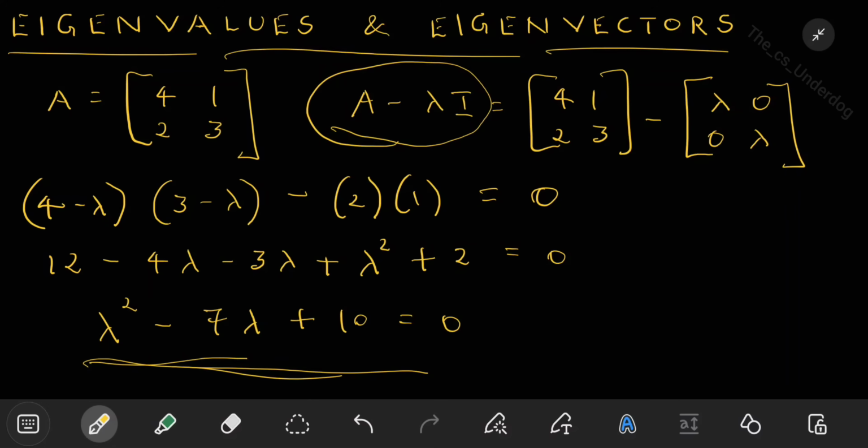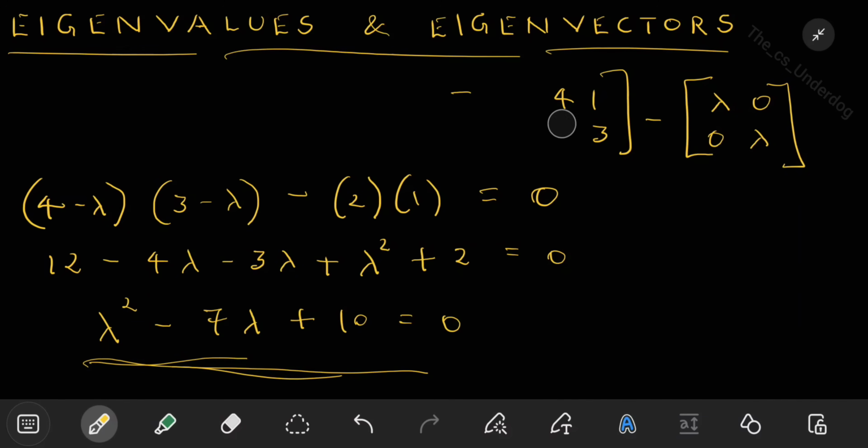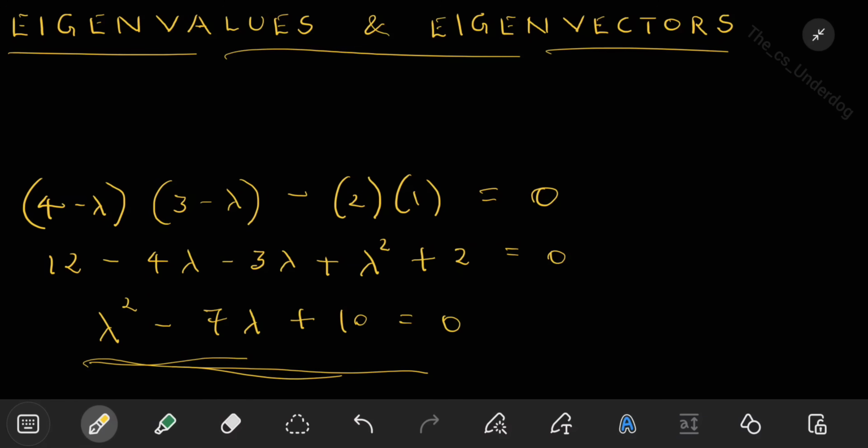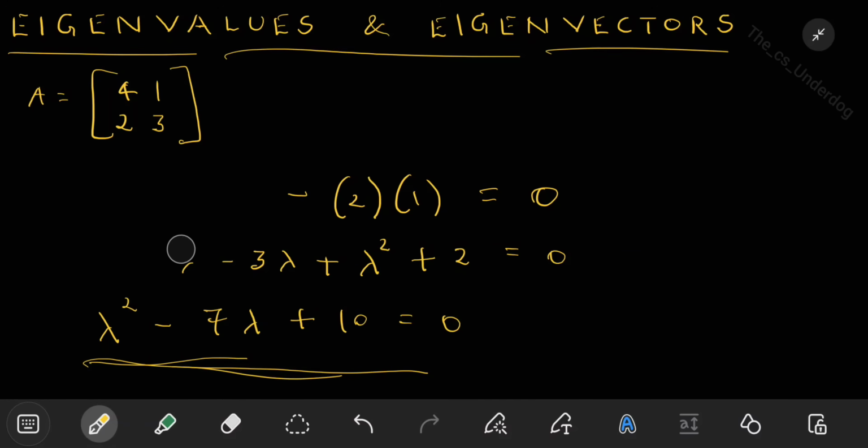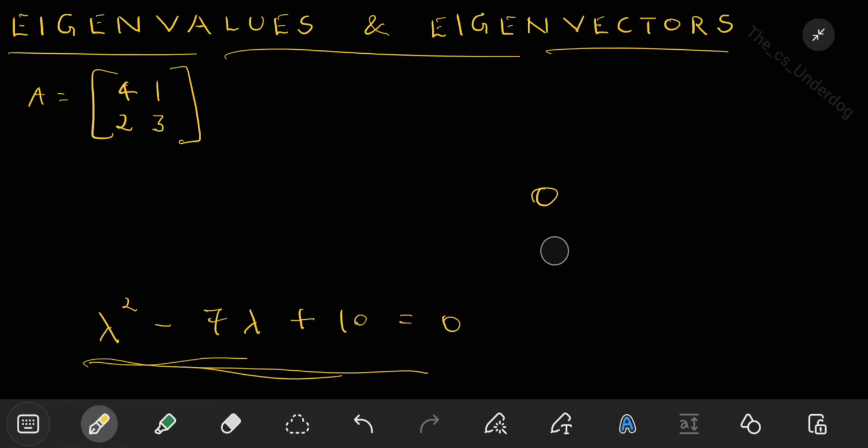How do you find the eigenvalues? Eigenvalues are the roots of this characteristic polynomial. How do you find the roots of the characteristic polynomial? The matrix 4, 1, 2, 3 is where you started from. Let us find the roots of this equation: lambda square minus 7 lambda plus 10 is equal to 0. How do you find the roots? Lambda is equal to 7 plus or minus root of, what is 7 square?